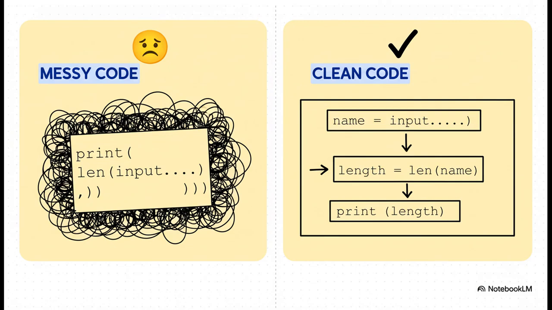And just look at the difference this makes. It's night and day, right? On the left, you've got that messy, nested line of code we started with. But on the right, you have clean, readable code that uses variables. Every single step has its own line, and you can see immediately what's happening. This is how you write code that's easy to read, easy to understand, and easy to build on later.